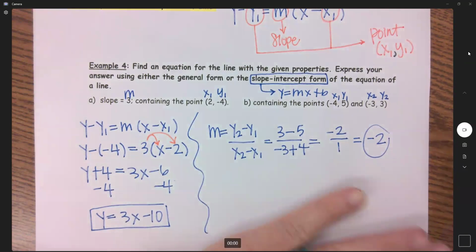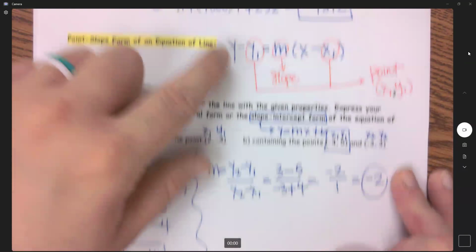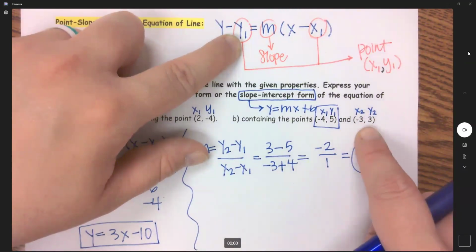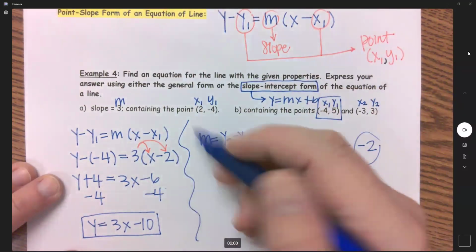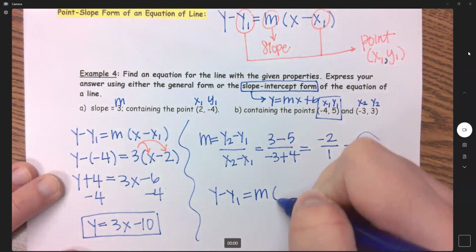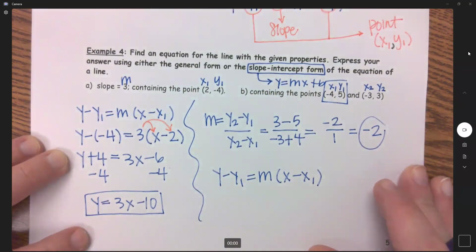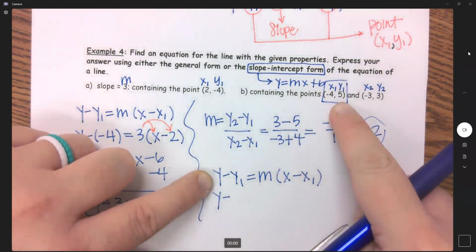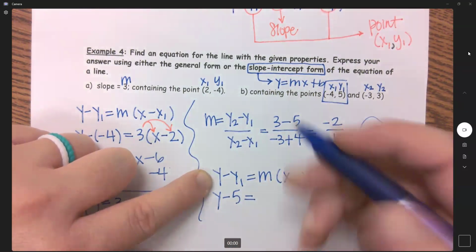Just pick a point. I'm going to pick x1, y1, this first one, just so it matches my formula here, but you get the exact same answer if you pick x2, y2. So I'm going to write my formula down here: y minus y1 equals m times x minus x1. And I'll substitute everything in. Y minus my y1, which is 5, equals my slope. We just found that here to be -2.